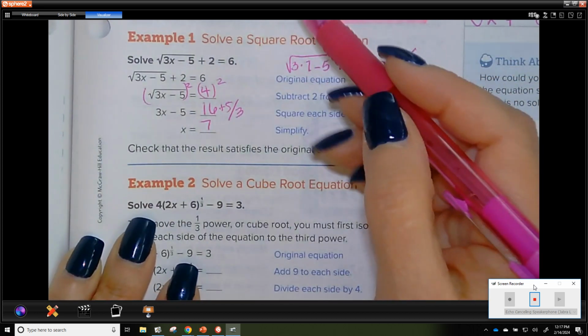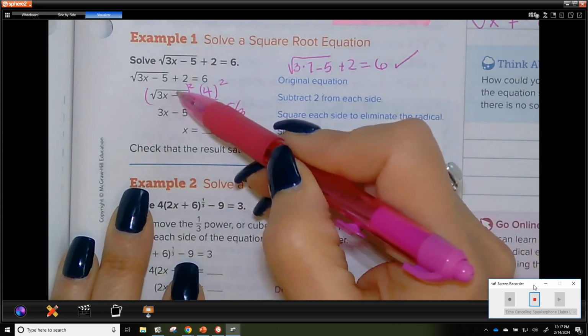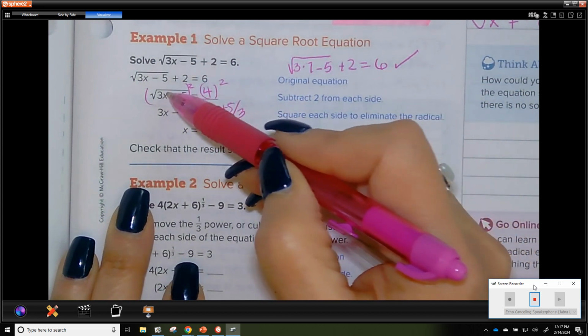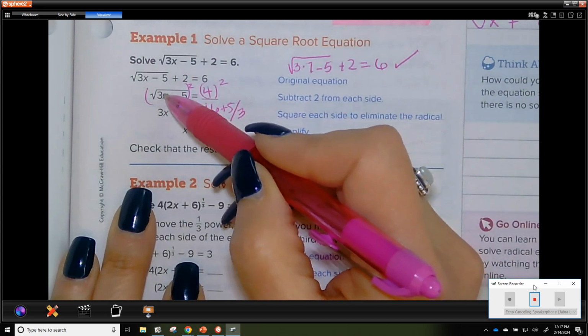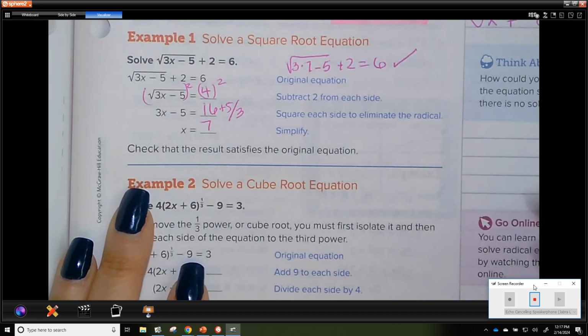We could change this so that there's no solution by having x be a number that would make this negative. So if x was a 1, we could do that. I'm not doing that one. Just to think about it.